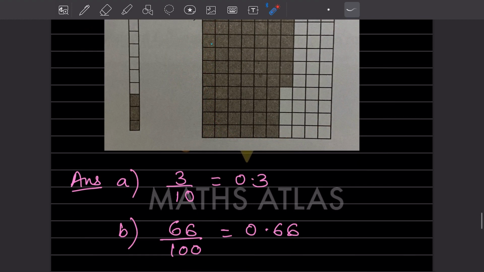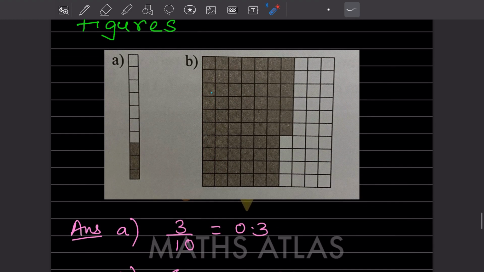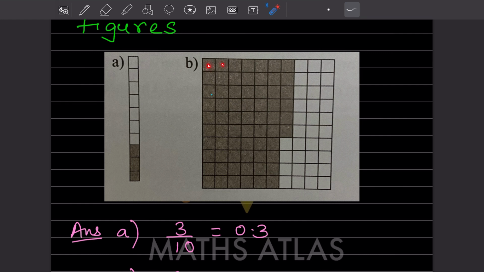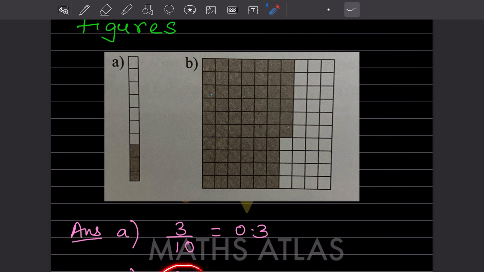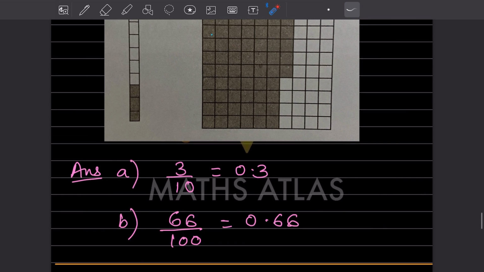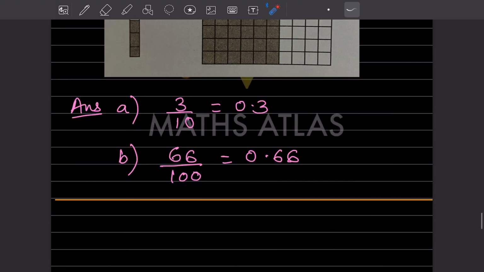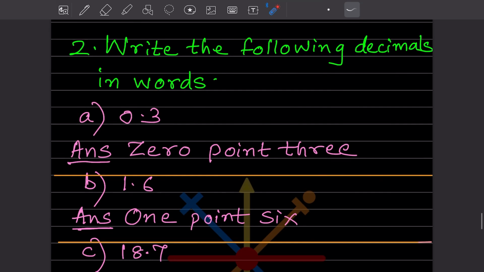This total goes in the denominator. And how many are shaded? 1, 2, 3, 4, 5, 6. Now see here, these are 6 columns and each is 10, so 60. Then 61, 62, 63, 64, 65, 66. Now 66 are shaded, so you write it in the numerator. You write the number 66 and look at the zeros. How many zeros? 2. So you come backwards 2 places and put a decimal, that will be 0.66.